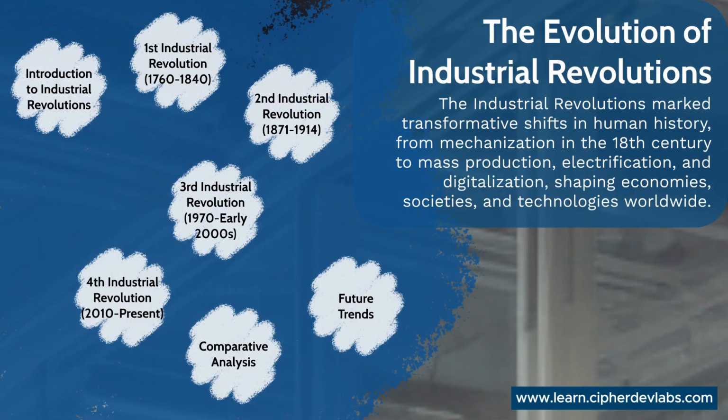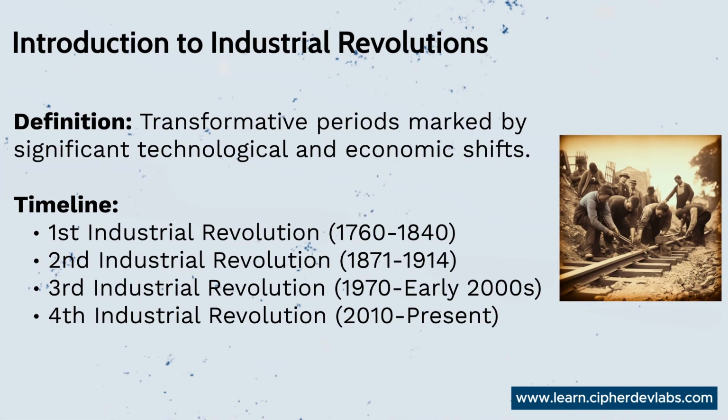So, in this section, we're going to look back at the first, second, third, and also the fourth industrial revolution, which is happening now. We'll also be looking at a comparative analysis to understand the similarities and differences, and also try to anticipate what the future trends are, or what is coming down the pipeline when it comes to the next industrial revolution.